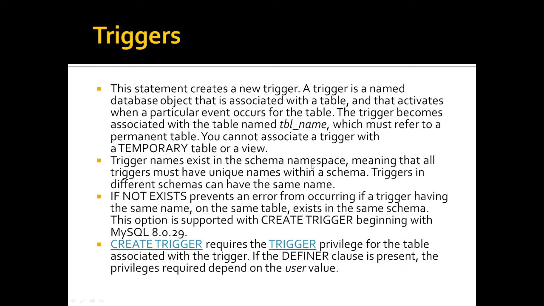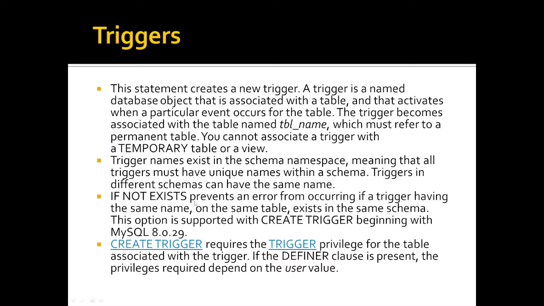So this statement, create trigger, creates a new trigger, and the trigger is a named database object that is associated with the table, and that activates when a particular event occurs for the table. The trigger becomes associated with the table, which must refer to a permanent table. You cannot associate a trigger with a temporary table or a view. Trigger names exist in the schema namespace, meaning that all triggers must have unique names within a schema. Triggers in different schemas can have the same name.